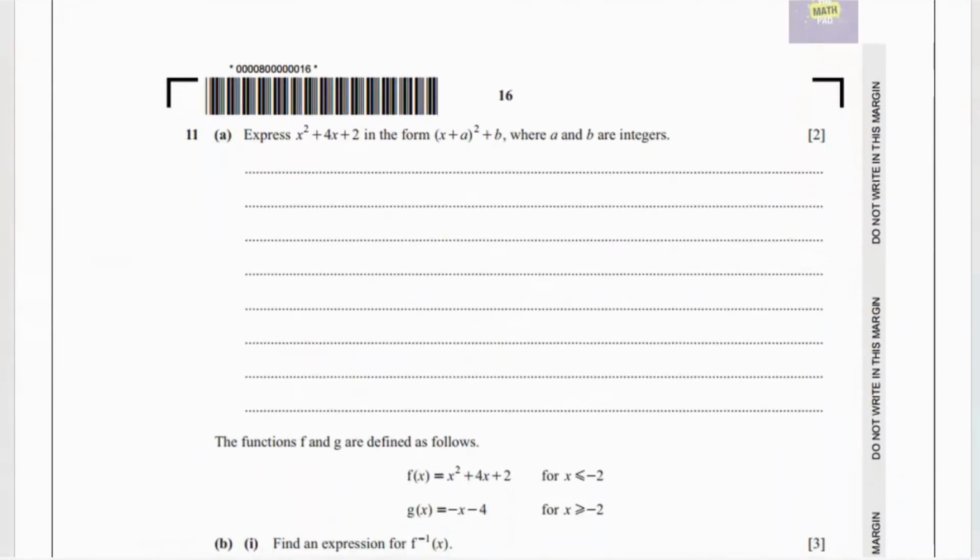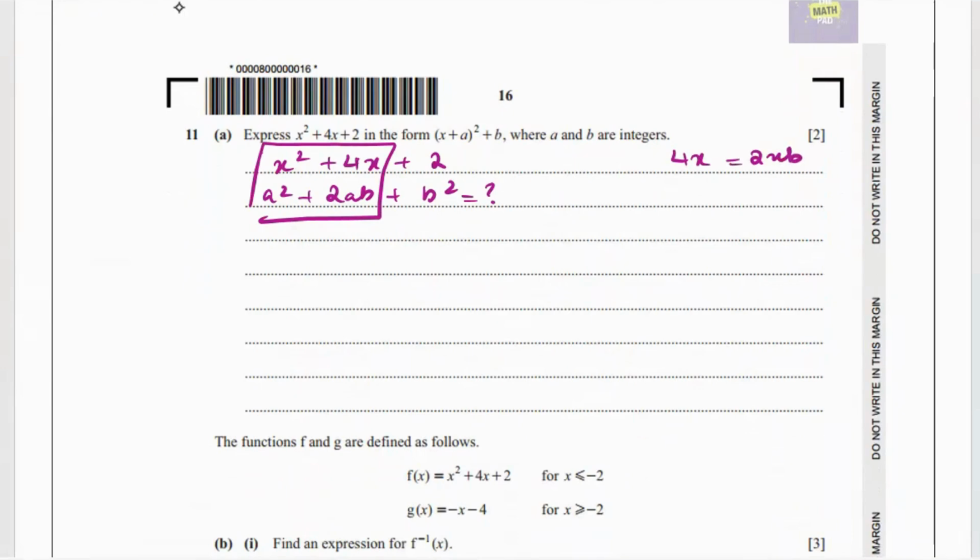Then it says express x squared plus 4x plus 2 in the form (x plus a) whole square plus b, where a and b are integers. So in this, we have to use completing the square to convert it into that format. So x squared plus 4x plus 2. Complete square form is a squared plus 2ab plus b squared. We have our a squared and 2ab. We have to find our b squared value. So 4x equals 2xb because a is x. 4x divided by 2x is b, and that's going to give us 2.